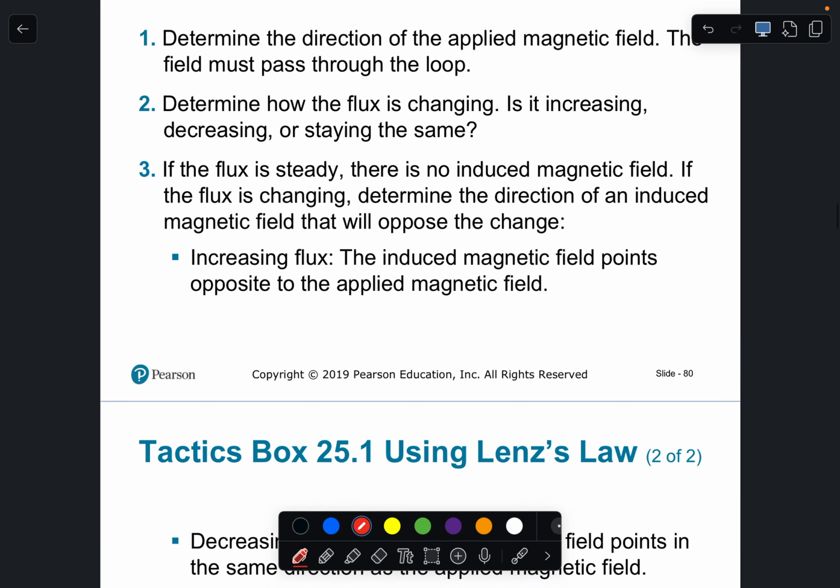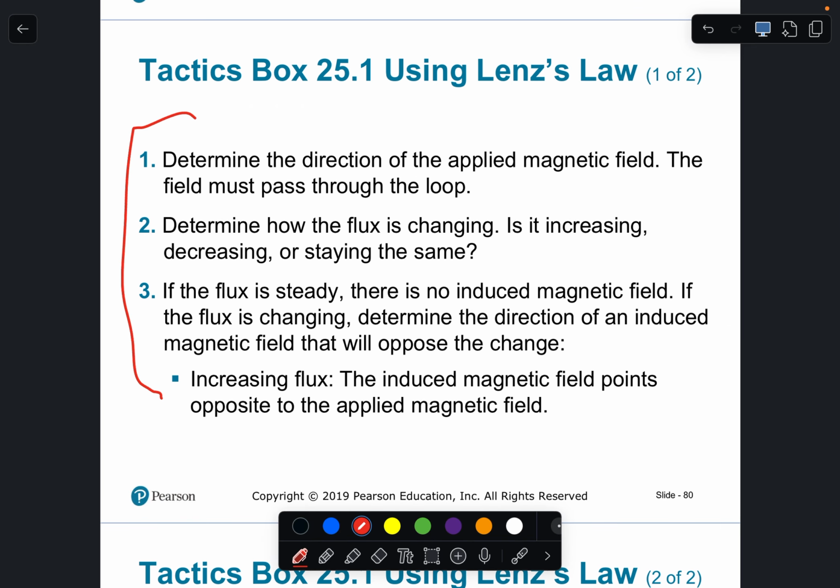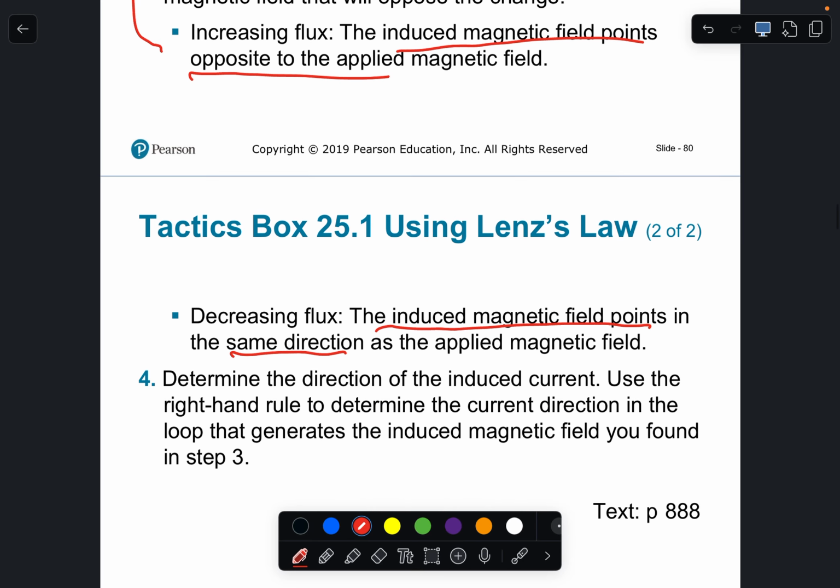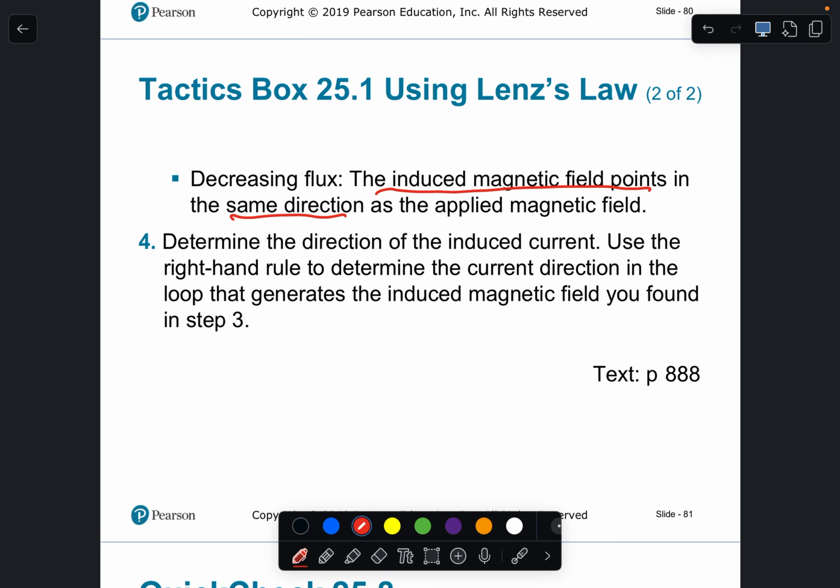So let's follow these 3 steps. These are the steps that I've been outlining, right? Determine the magnetic field direction, then find how the flux is changing. Is it increasing, decreasing, or staying the same? And it's going to oppose the change. So for an increasing flux, the induced magnetic field points opposite. If it's decreasing flux, the induced magnetic field points the same. It's very easy to grasp with those 3 concepts. And then the right-hand rule, you can do that all day long.